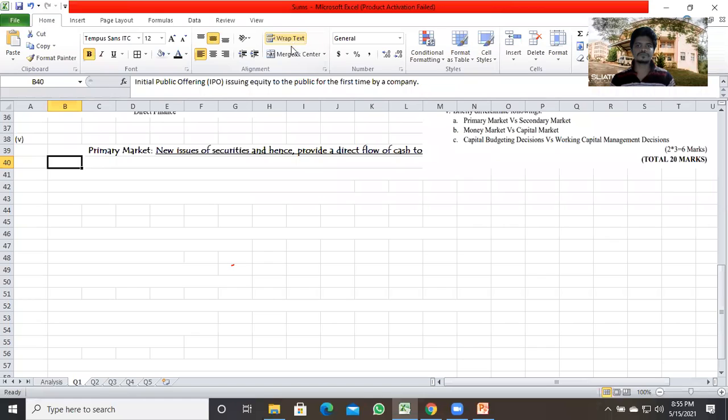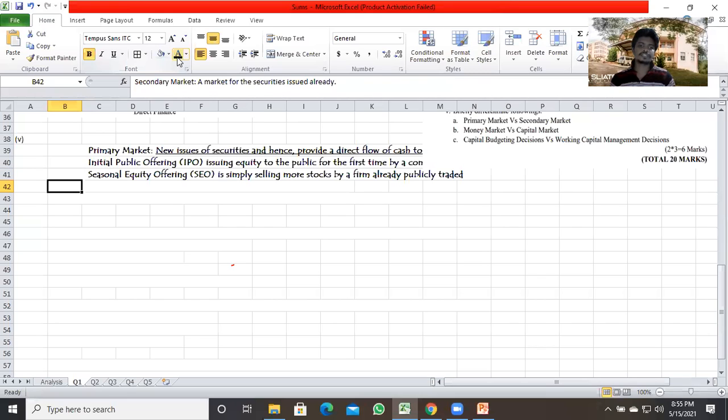Then some information I have inserted, that process. IPO, normally it is known as IPO, initial public offering. That first issuance is normally known as IPO. So these things you can read out. Then secondary market in the sense a market for securities issued already.